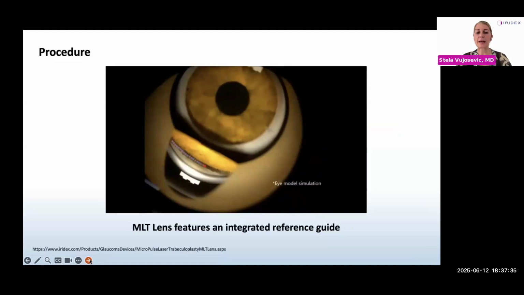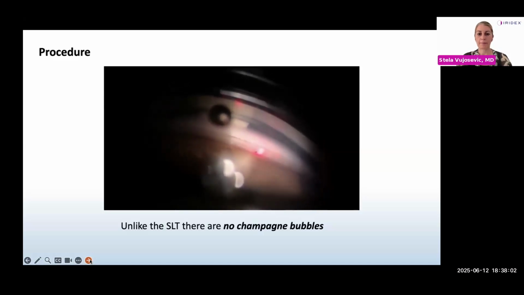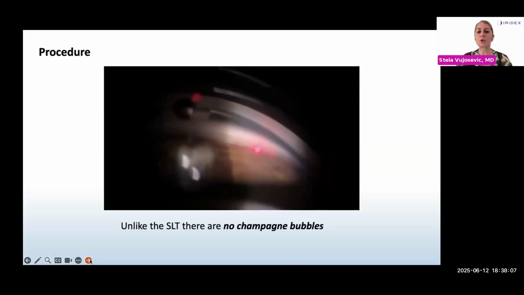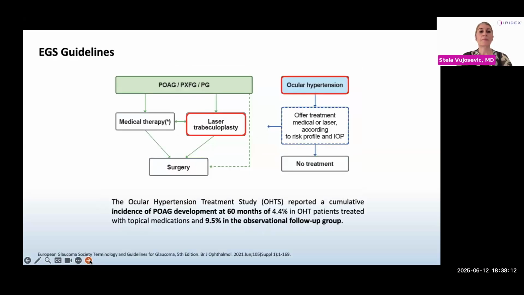Which is actually the MLT lens, which is very easy to use and makes the treatment even easier. Obviously, if you don't have this lens, you can also use the Goldmann three-mirror lens for the treatment. Unlike the SLT, there are no so-called champagne bubbles when you do the treatment. So let me show you this very short video. During the treatment, you don't see any changes and no champagne bubbles.